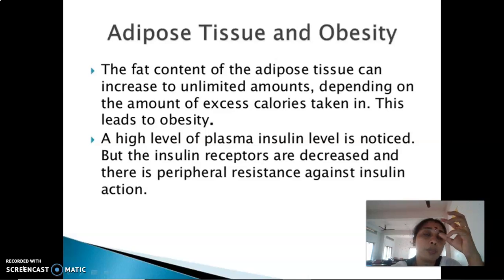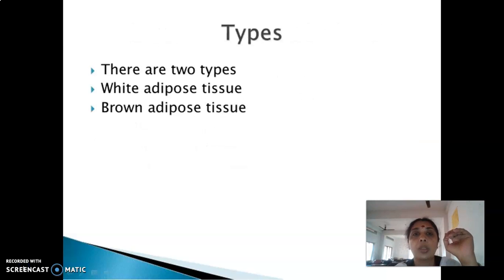So due to the increased levels of insulin, what happens? There will be decreased lipolysis taking place. That is, more and more TG will be synthesized, which ultimately results in obesity. Clear? So that is how the person becomes obese in case of diabetes.